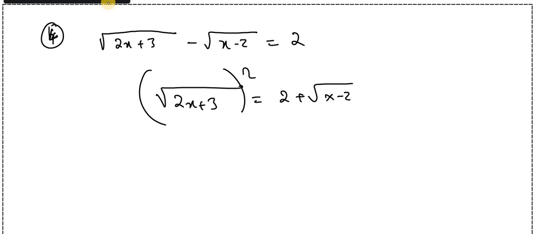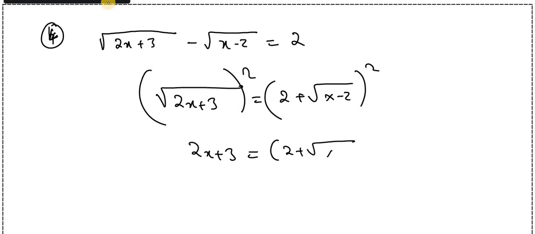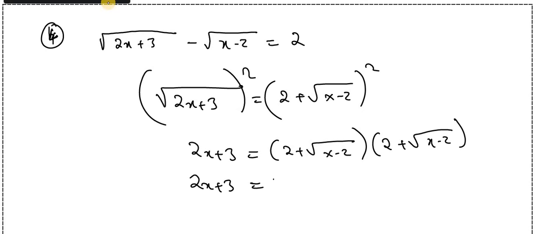Here we square this side so that this part cancels. That will be 2x plus 3 is equal to this by itself twice. We're just saying 2 plus root of x minus 2 multiplying itself twice. This is going to be 2x plus 3 is equal to, there is a 4, there's a 2 root x minus 2, there's a plus 2 root x minus 2, then there's a plus x minus 2.